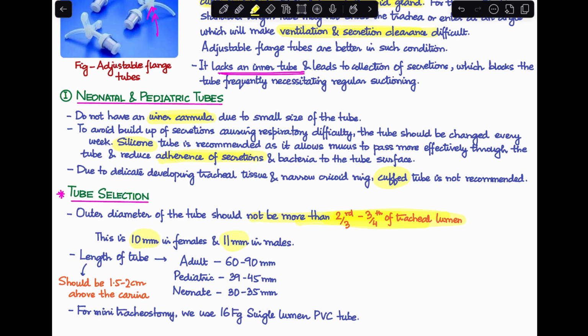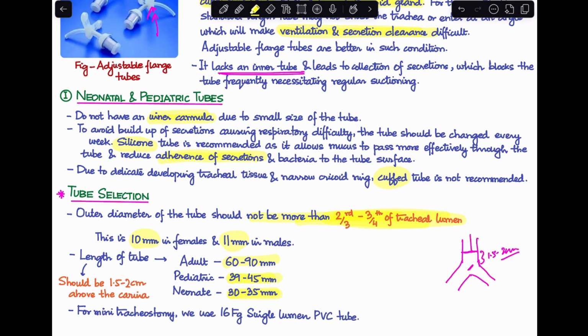Secondly, is the length of the tube. If this is the trachea and this is the carinal region, we have to remember that the tube being placed should not come to the level of the carina. There should be at least a distance of 1.5 to 2 centimeter from the carina. That's how the length of the tube is decided. For an adult, this length varies between 60 to 90 millimeter. For pediatric age group, 39 to 45 millimeter, and for neonates, 30 to 35 millimeter.